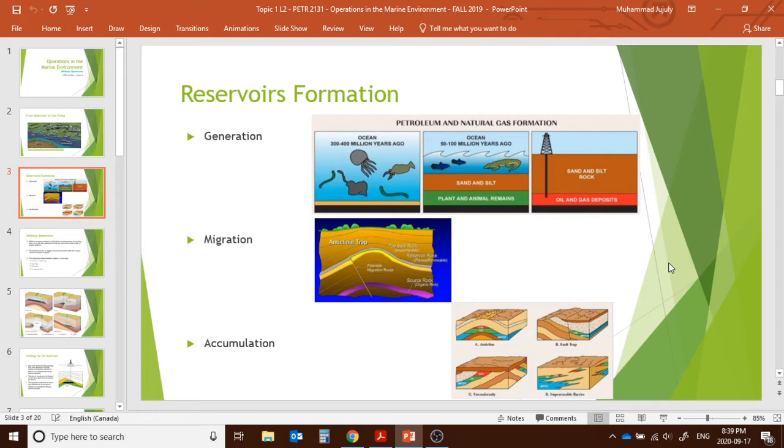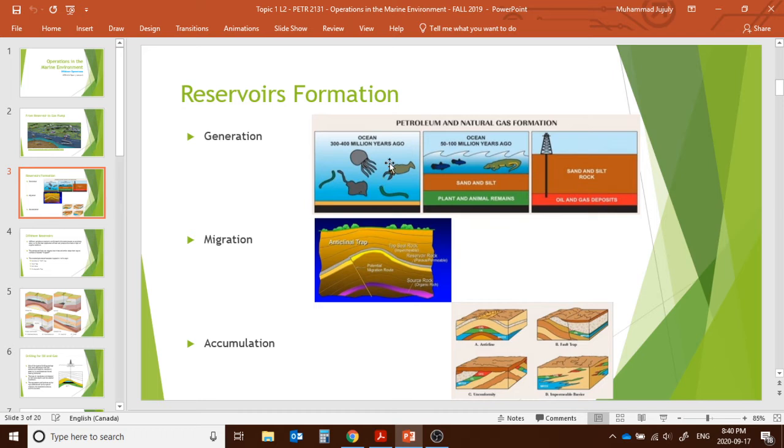Okay, so remember the three things. First, generation, then migration, and then accumulation. And that's how an oil and gas reservoir actually forms. So what is generation? For like 300 to 400 million years back, we had lots of organic materials.